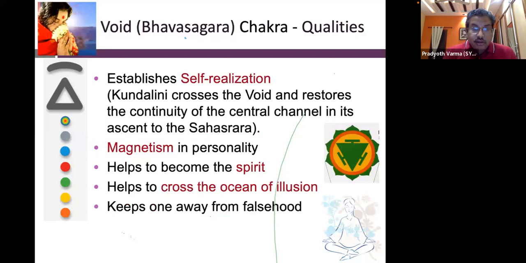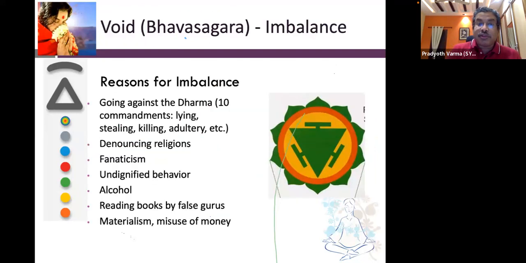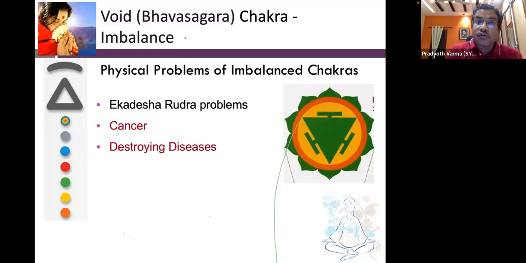Then, why does it get caught? And what are the physical problems which arise because of the imbalance in this? So over here, we get a huge amount of problems, especially in the whole stomach area. So both the Nabi as well as the Swadhisthana are also governed by the void. So when the void goes into a problem, when we go against dharma, then we end up in very dangerous diseases, which are life-destroying diseases like cancer.